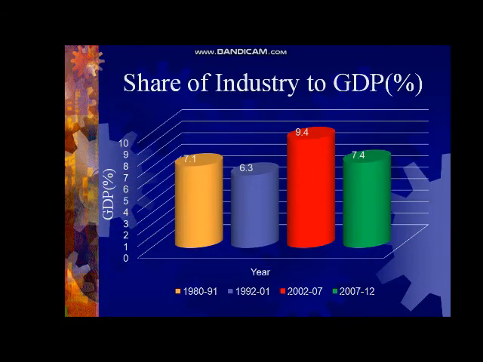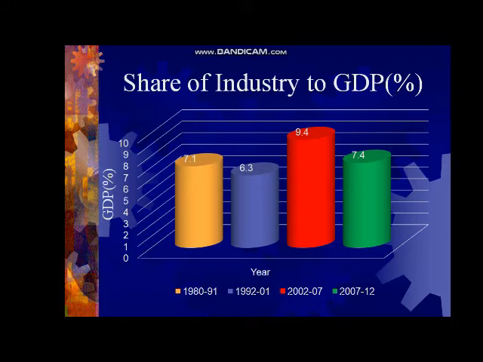So here we find a fluctuating situation, and the same data relating to industry is represented graphically in this picture. Here the share of industry to GDP in percent is represented by a bar diagram. Different colors were used. The first one, yellow, represents the year 1980 to 91, that is the first period.